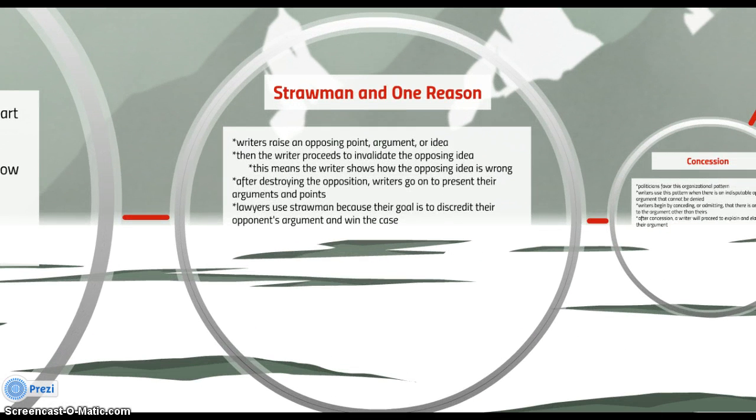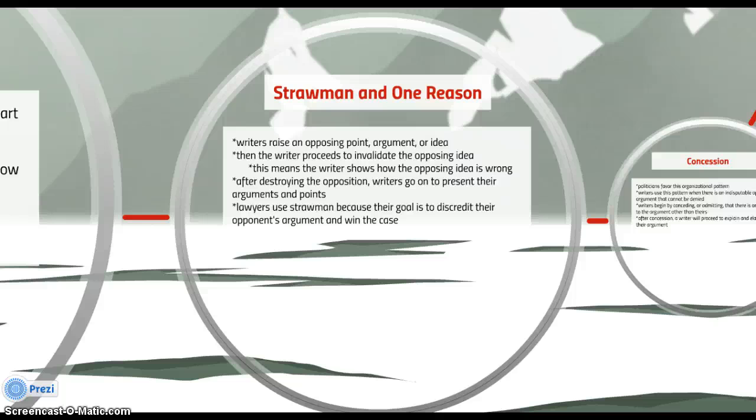The third type of organizational pattern is called straw man and 1 reason. Now think about a straw man. Think of it like a scarecrow. It looks human-like, but it's very flimsy and can easily be completely destroyed. That's the idea behind straw man and 1 reason.